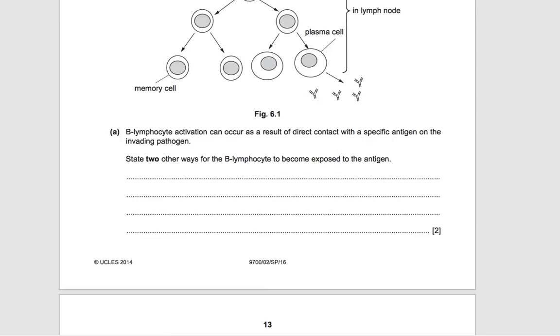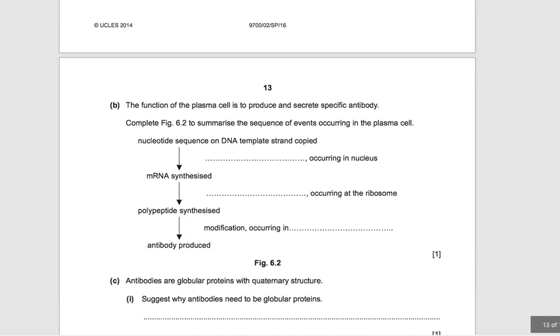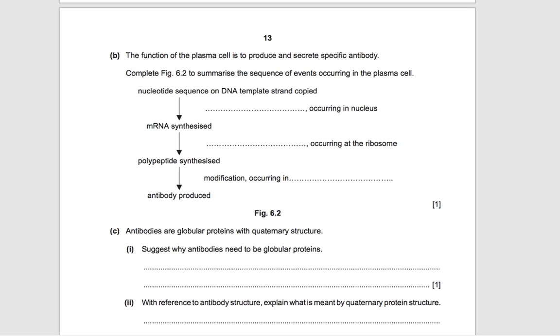Okay. The function of the plasma cell is to produce and secrete a specific antibody. Complete figure 6.2 to summarize the sequence of events occurring in the plasma cell. So the nucleotide sequence on the DNA template strand is copied and mRNA is synthesized. So this one is transcription, which occurs in the nucleus. And then the polypeptide is synthesized, so this one is translation, occurring at the ribosome. And then the antibody is produced by further processing. So this one, depending on what the modification is, can either take place in the rough endoplasmic reticulum or the Golgi body. Okay.